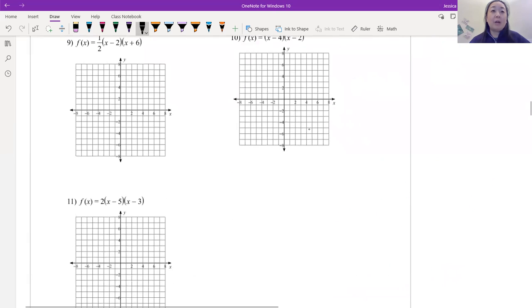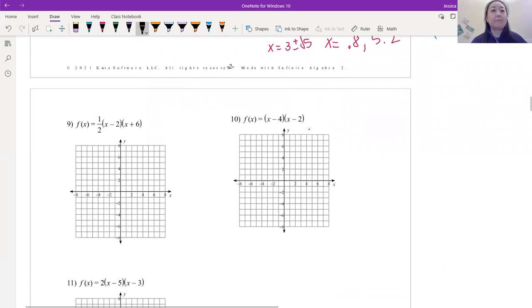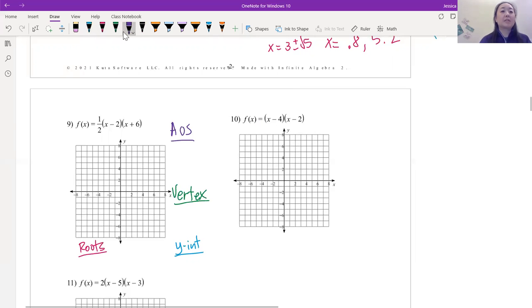Here is factored form, if you are ready. So here we go. If it's in factored form, again, same thing. We have our AOS, vertex, our roots, and our y-intercept. Okay, so let's take a look at this.